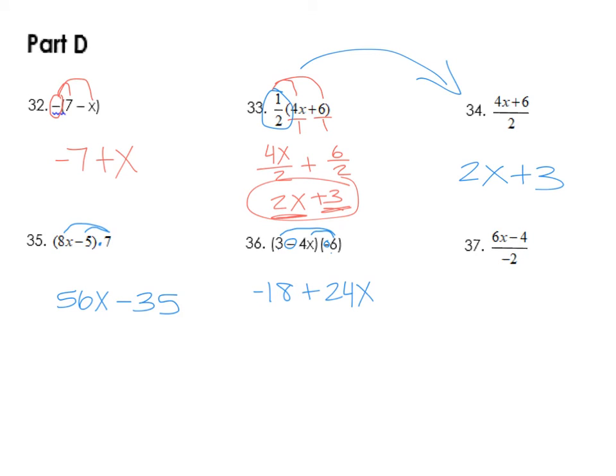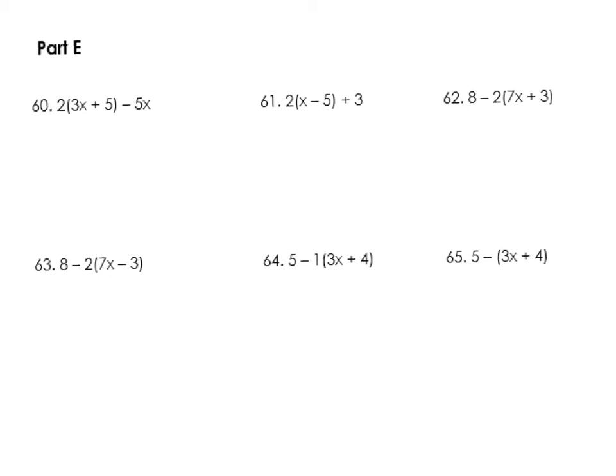37. Again, we're dividing. 6x divided by negative 2 is negative 3x. Negative 4 divided by negative 2 is positive 2. And we're done. Last page. Pause the video. I want you to try these on your own. They're a little harder. 2 times 3x is 6x. 2 times 5 is 10.